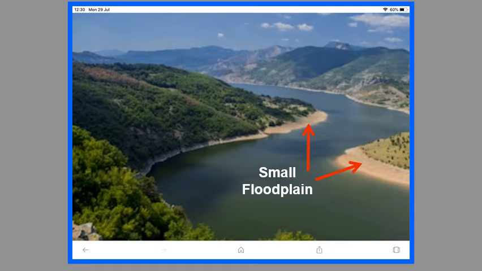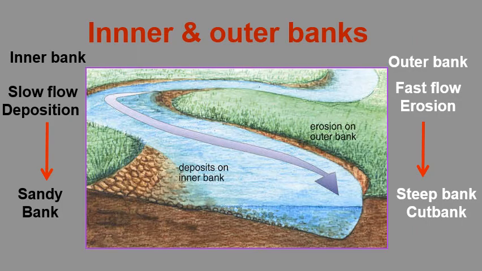The other reason that I liked this photograph was that it also shows you the small floodplains that are starting to form. Can you see that sand, or that silt, or alluvium as we call it, that is forming on the side there? Because the river is meandering, we start to see two different river banks. We see an inner bank and we see an outer bank.